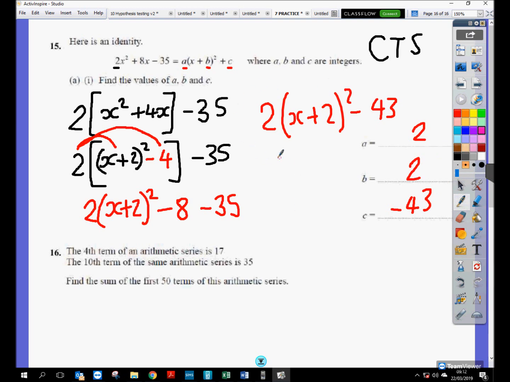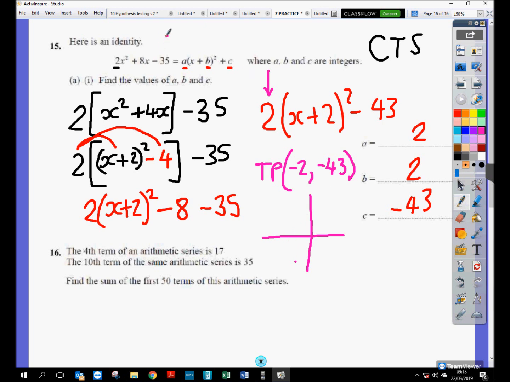If you're asked as a separate question to state the turning point, it is the number in the bracket with the opposite sign, and the number on the outside with the same sign. The 2 does not affect the turning point. So what is the turning point? This is just a bit extra. It's the vertex of the curve. If it's a positive x squared graph, it's the bottom of the curve, the bottom of the bowl. So the bottom of the bowl is down here somewhere, at negative 2, negative 43.